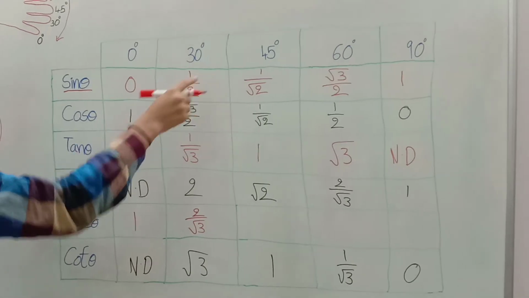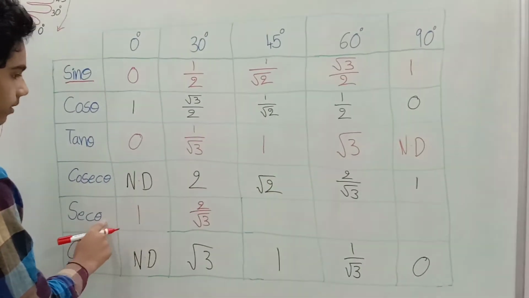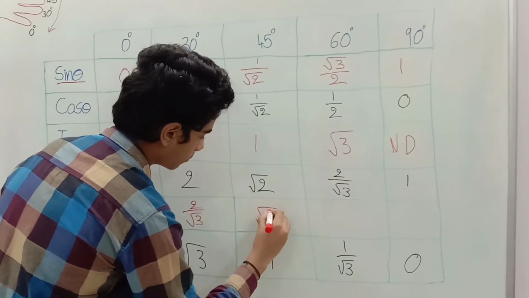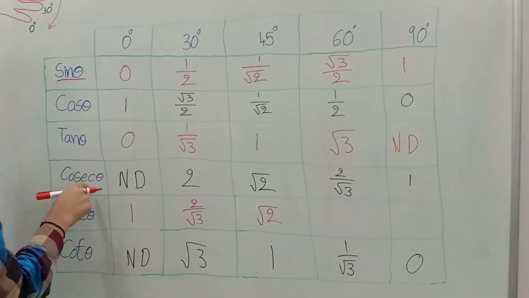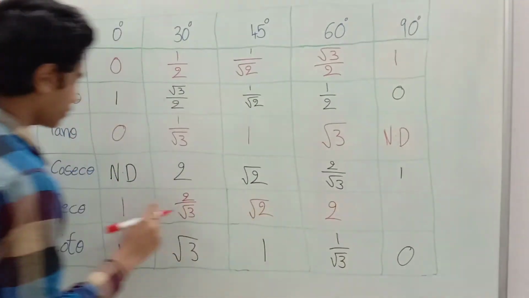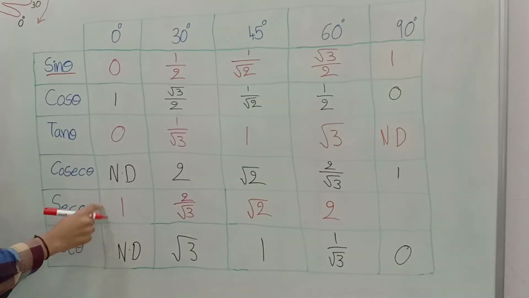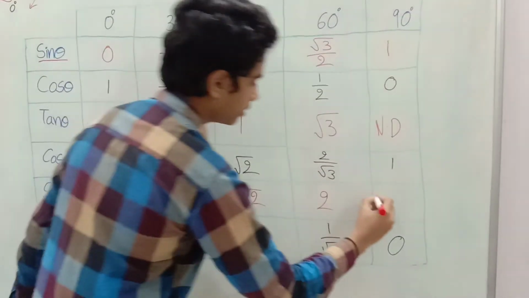Now cosecant 45 is secant 45. Cosecant 45 we have root 2, so secant 45 is also root 2. Cosecant 30 is secant 60. Cosecant 30 we have 2, so secant 60 is 2. Cosecant 0 is secant 90. Cosecant 0 is not defined, so secant 90 is also not defined.